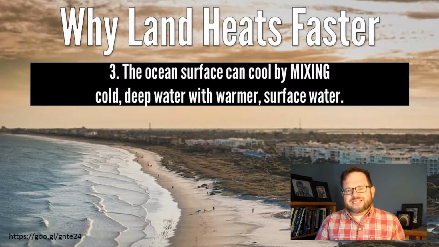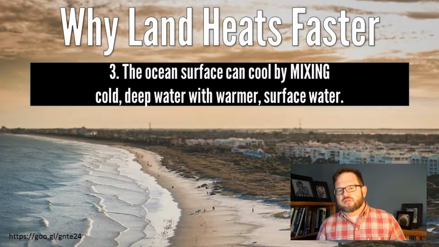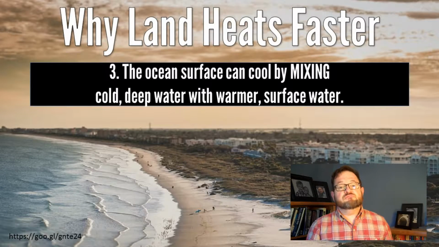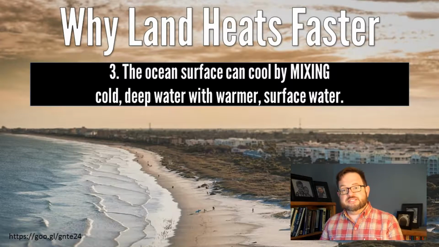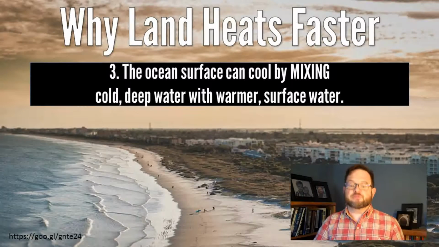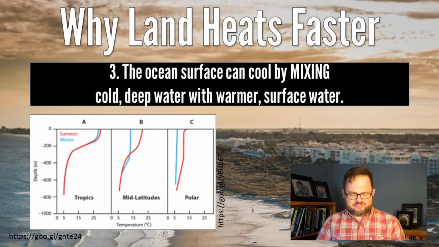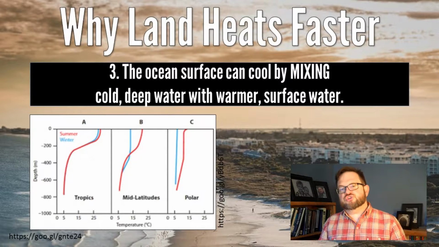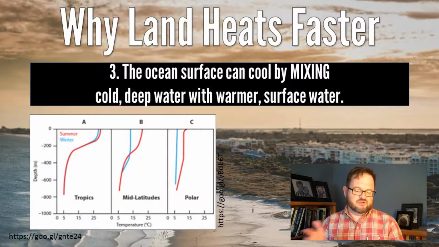Also, there's another process by which the ocean surface can cool, and that is mixing. Mixing can bring cold, deeper water from far down in the ocean and mix it with the warmer, lighter water near the surface. Just to give you an example here, I just found this nifty little diagram online that gives typical temperature profiles in the ocean at 2 different times a year.